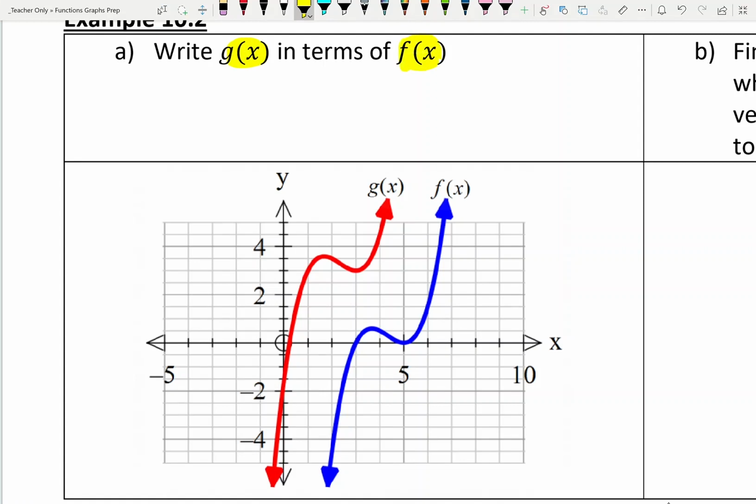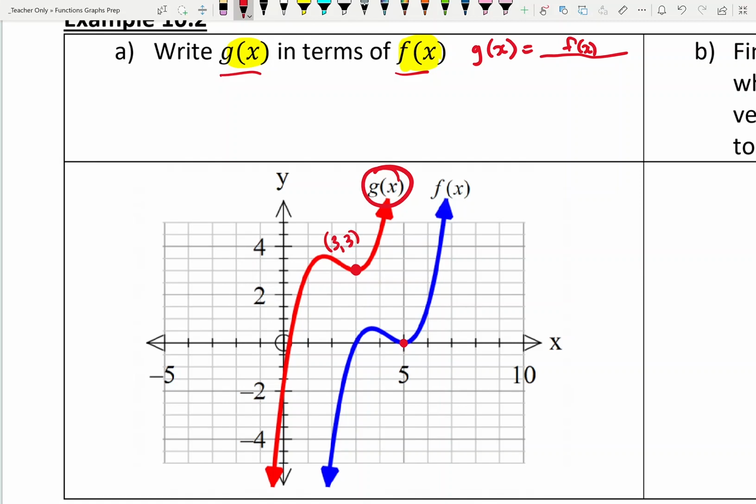And remember, when it's written g of x in terms of f of x, that means g of x is going to be the subject of the equation, and f of x is going to be included somewhere in the equation itself. So the first thing we need to do is work out how g of x has moved from f of x's original position. So if we start down here at 5, 0, we can see that the corresponding position on the g of x is in fact 3, 3.